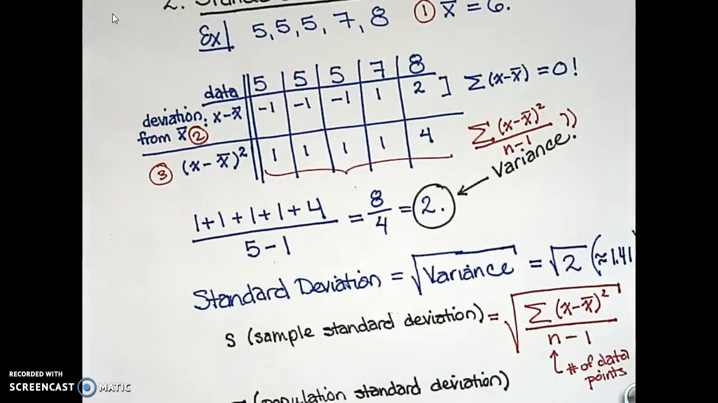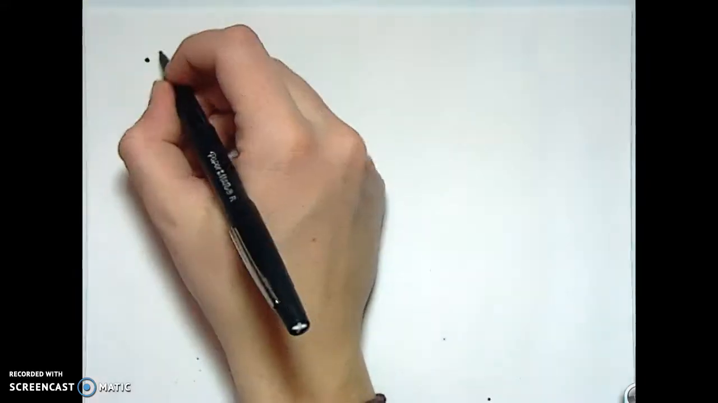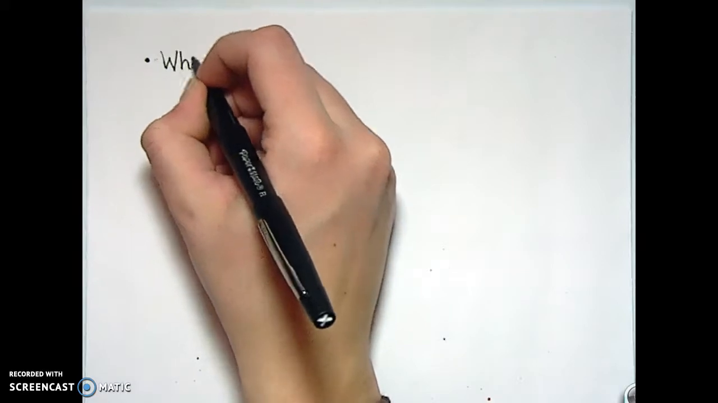In general, it's easier to let a calculator actually compute the standard deviation. The one thing to make sure of when you do so is to get the sample standard deviation rather than the population standard deviation. One thing that we should ask is, so what does the standard deviation tell us?